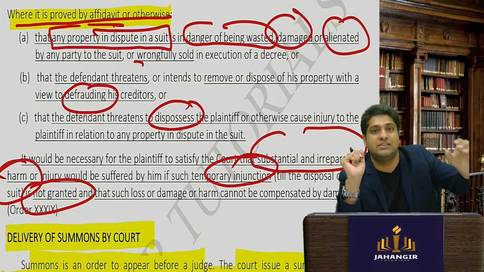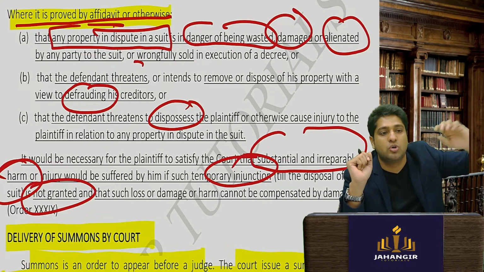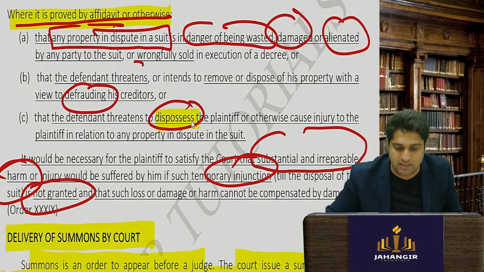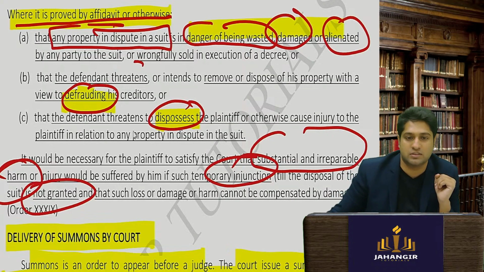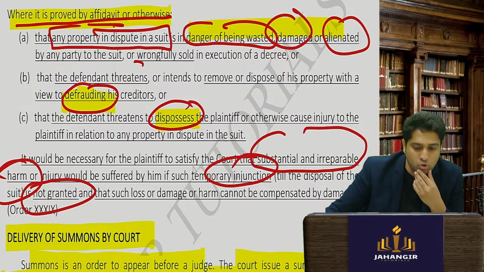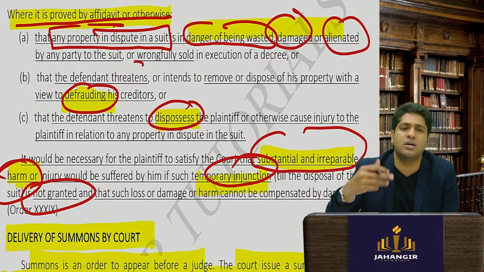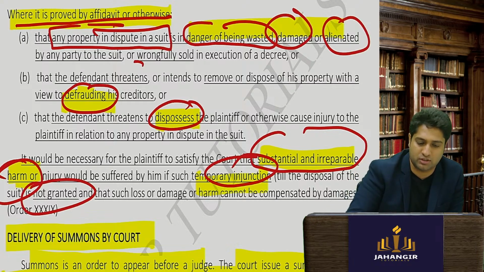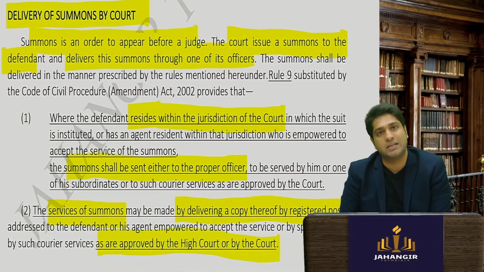We can give an injunction that till the final order, do not sell the house, do not damage the house, do not dispossess anybody, don't remove anybody, don't damage the property, don't do anything which will defraud the creditors. Don't do anything which will cause irreparable harm to the other party. So the court can order some of these things to ensure the interest of the party is maintained. So this is called a temporary injunction.